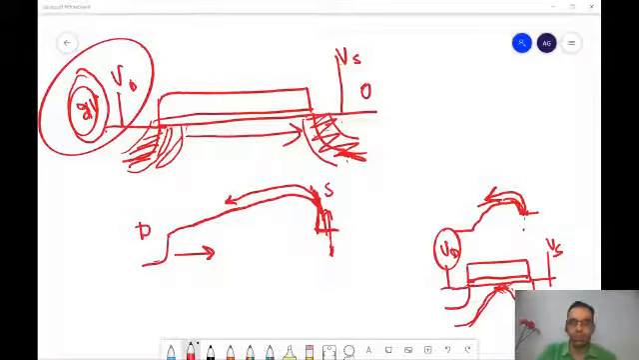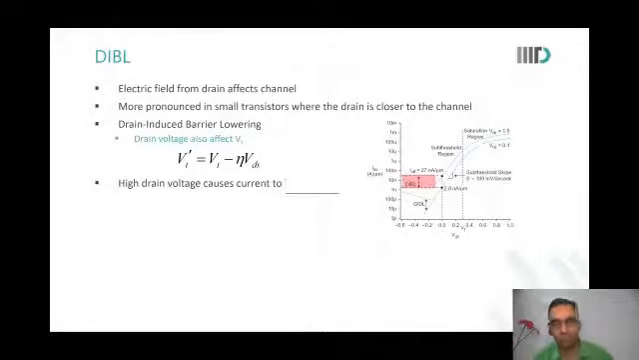Sir, why did the VD become high, sir? Because you charge the capacitor, na? In an inverter, you charge the capacitor to VDD. Yes, sir. So you change the VDD, na? You change the VD, na? Yes, sir. Okay.